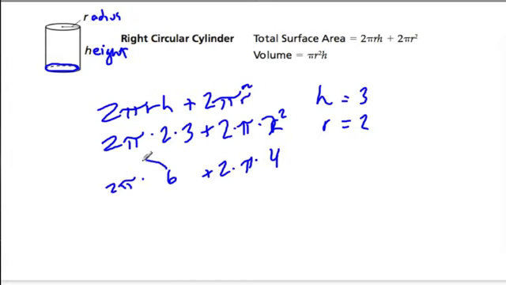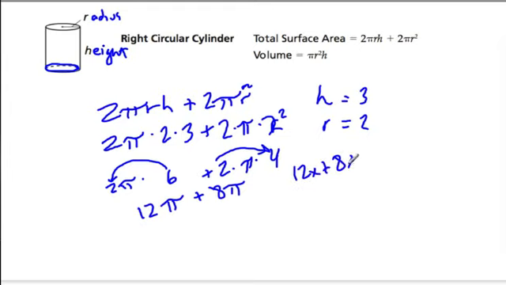We can go a little bit further, multiply the numbers. So this becomes 12 times pi plus 8 times pi. Now this you can actually combine. It relates back to the idea if you have something like 12x plus 8x. 12x's and 8x's gives you 20x's. Here we have 12 pi's plus 8 pi's, so you have 20 pi's.